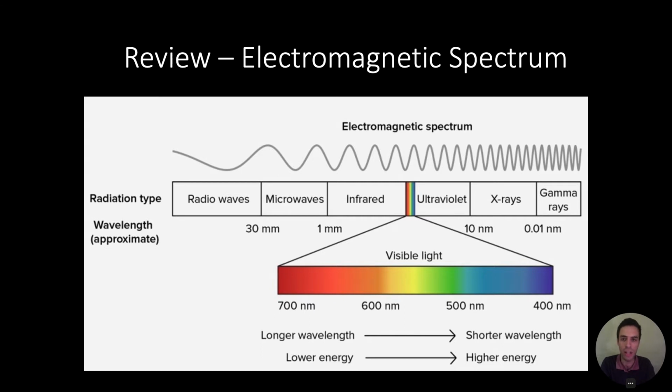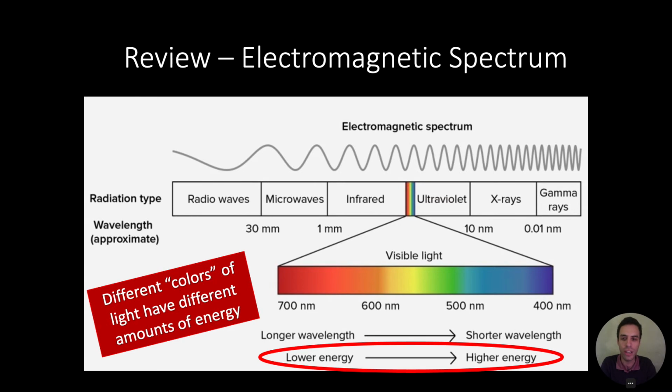And each color or each type of wave, whether it's red light or green light or X-rays or microwaves, has a different wavelength and a different frequency. That's the difference between them. But they also have another difference, and that is a difference in energy. That's what we're going to focus on here.